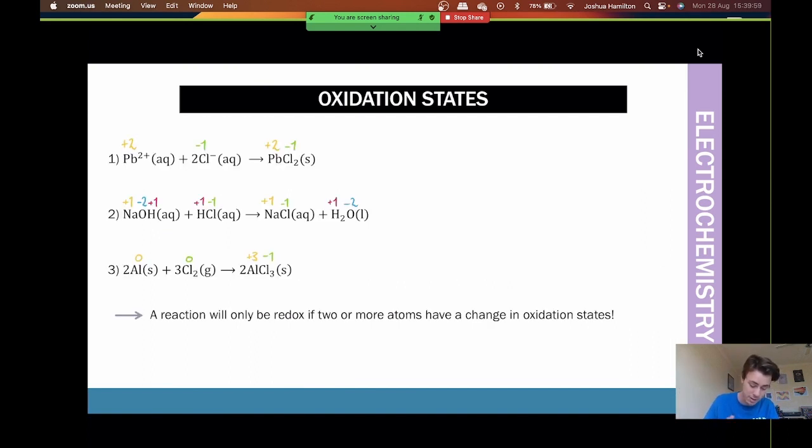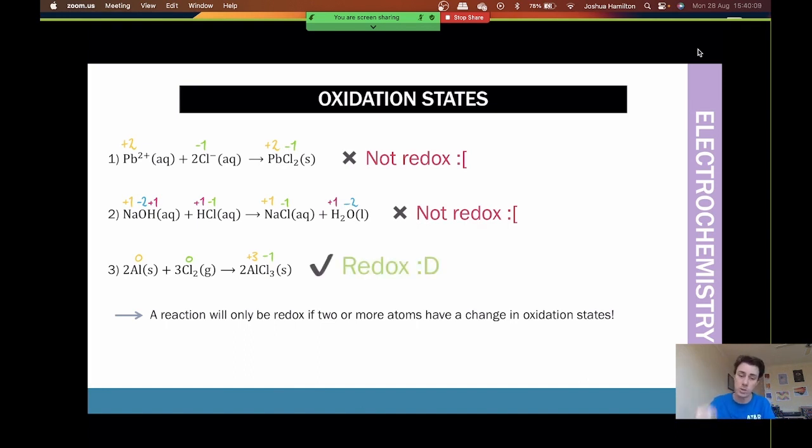So if you look at this example here, which of these is redox? The first one is not, because the numbers stay the same. The second one is not, because the numbers stay the same. The third one is, because we have a change in oxidation states. So for redox to occur, you need a change in oxidation states. This indicates that there's been a movement of electrons.